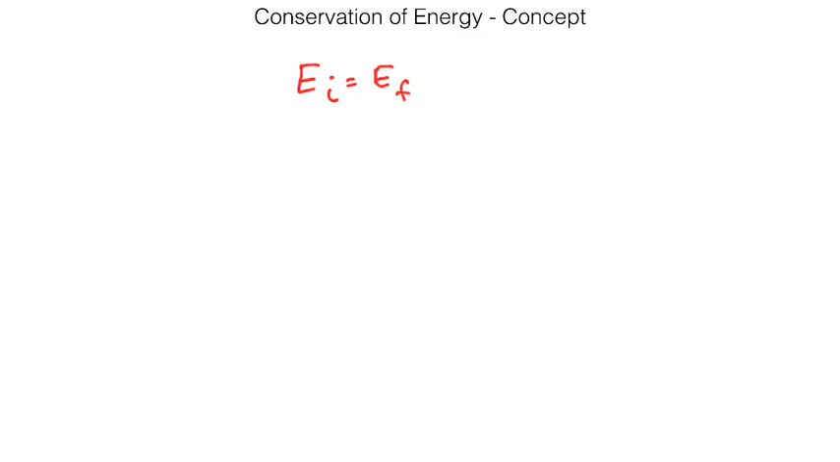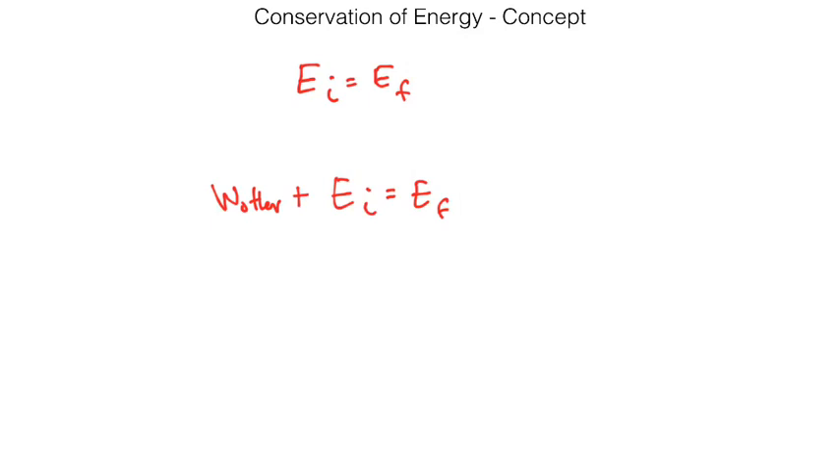So, while that's a true statement, it's not the one that we're actually going to be using. Instead, we're going to use a modified form of it. We're going to put another term on the initial energy side called work other. And what this term is going to let us do is handle all of those lost forms of energy that we can't keep track of.